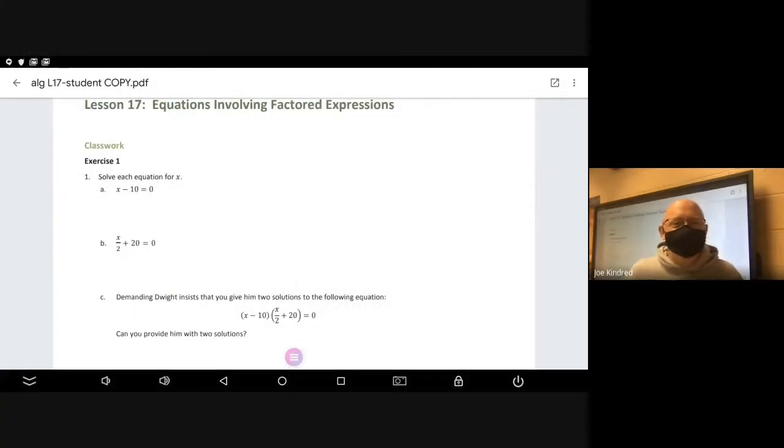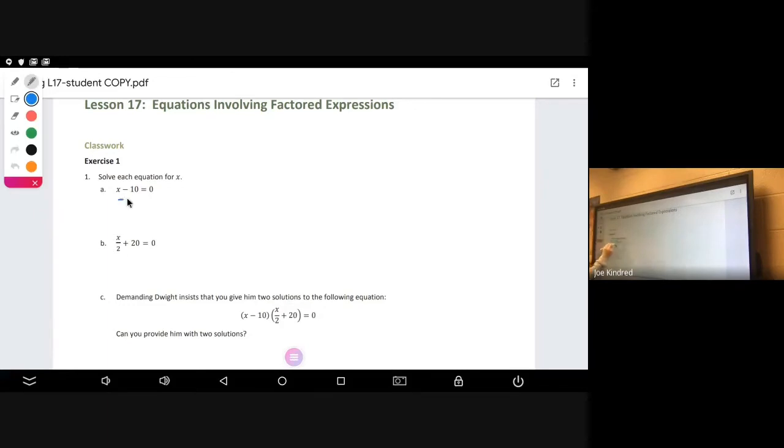We are at lesson 17, Algebra 1, Module 1, and we just came off a lesson where we were talking about equations that deal with inequalities, with an "and" or an "or", compound inequalities. Today we're going to segue into what's called equations involving factored expressions. They start with 1A and B in your lesson 17 part of the Eureka book, which are two simple equations. We'll go through those and then combine the two with part C.